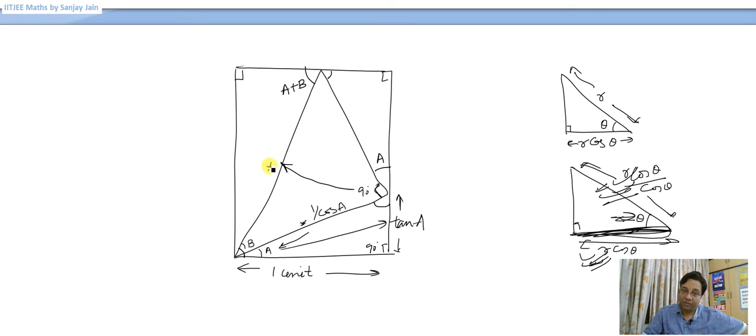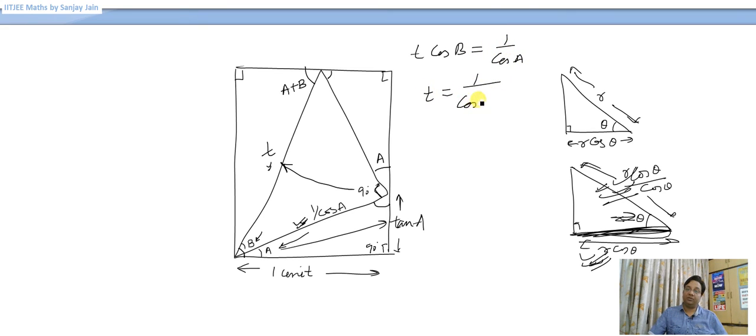Whatever this hypotenuse is, if you multiply that length with cos of B, then you would have got this length. Let us say this length is T. So then I can say T cos B is equal to 1 upon cos A. So what is T? T is going to be equal to 1 upon cos A into cos B. So can I write this side as 1 upon cos A into cos B? Yes.